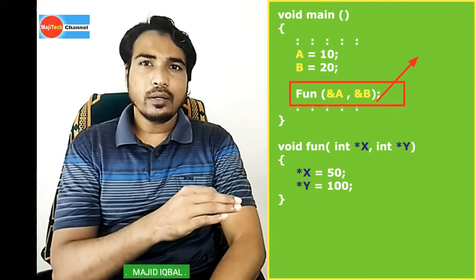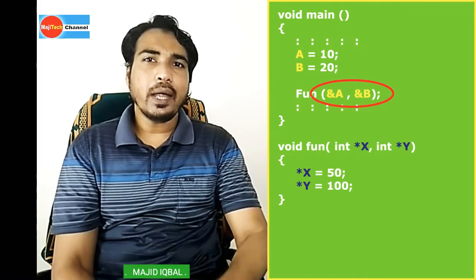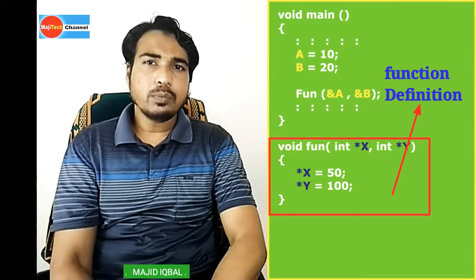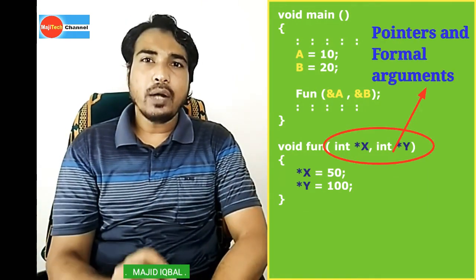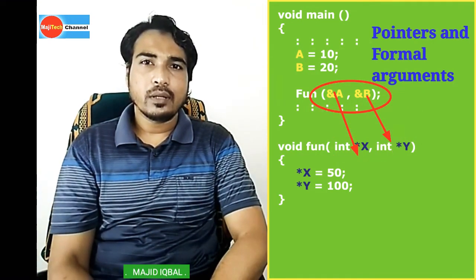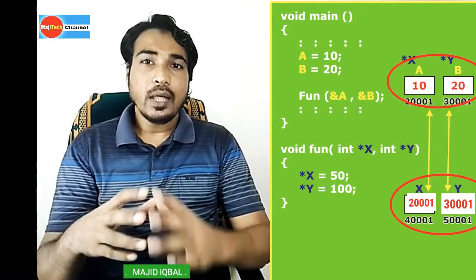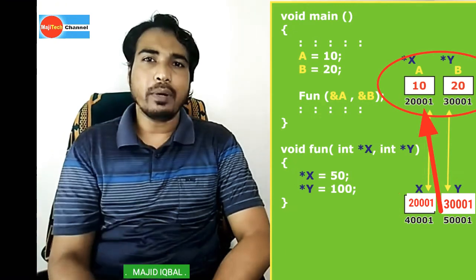Consider a programming code. fun(&a, &b) is known as calling of function. We are passing addresses or references of a and b. void fun(int *x, int *y) - this block is known as function definition. Arguments x and y are pointers and formal arguments, and they collect the addresses of variable a and variable b. In function called by reference, actual and formal arguments are associated with each other. Any change in the formal argument will bring the same change in the actual argument.